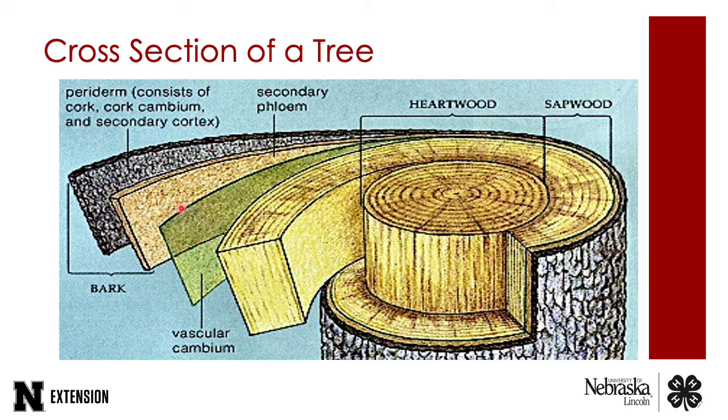So we can have several years of actively functioning xylem, but we typically only have 1 year of active phloem. And the other thing I want you to notice from this picture is how close to the surface of the bark this vascular cambium is. It's not very deep in the tree, and it's very easily damaged when we run into a tree or stem with a weed whip or a mower or anything else that damages the bark.